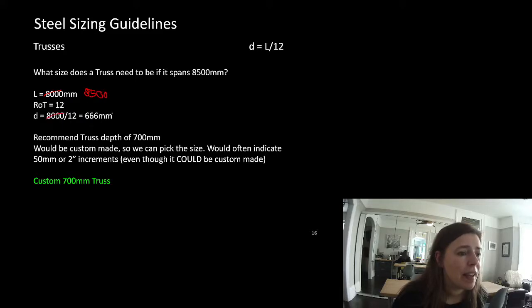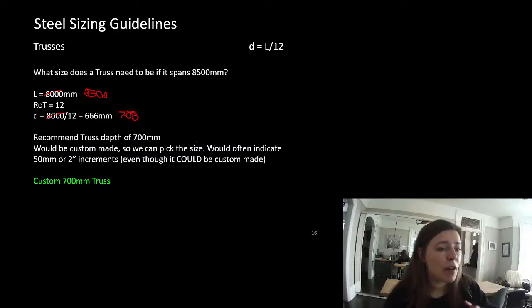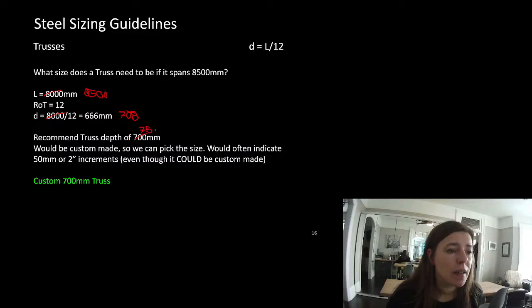Okay. And this would work out to 708 millimeters. So I would probably say I would recommend that truss depth to be 750. It would be custom made, so we could pick the size. We could explicitly say 708.